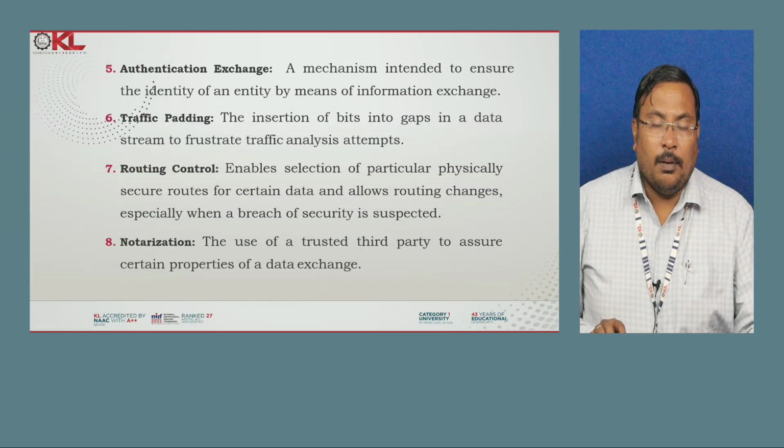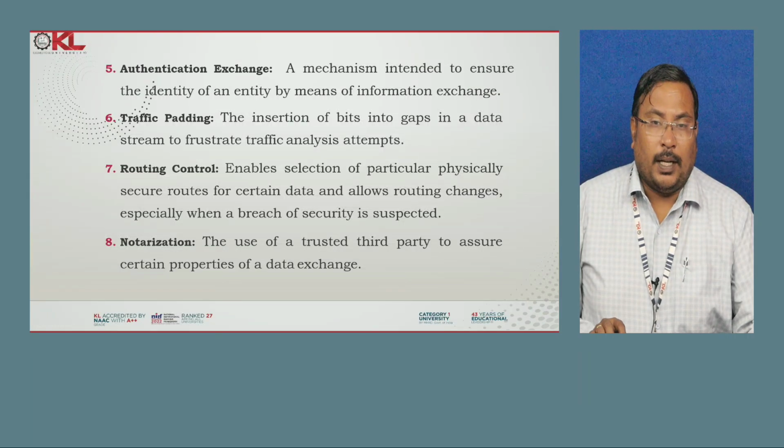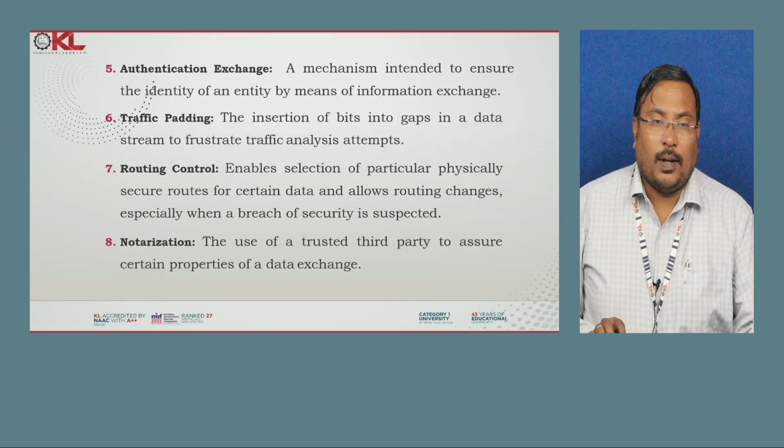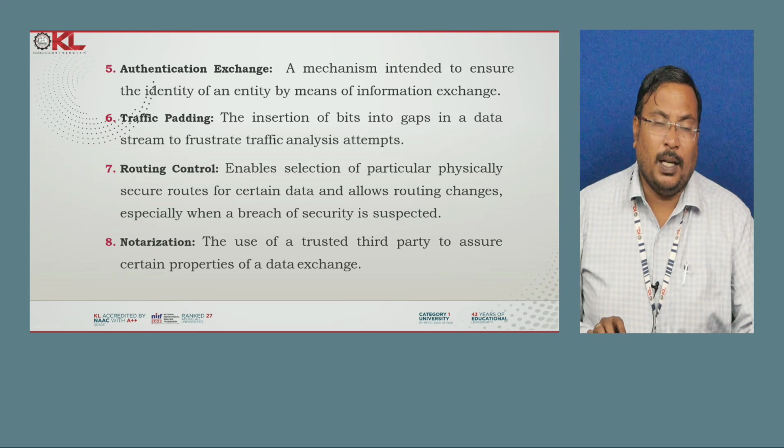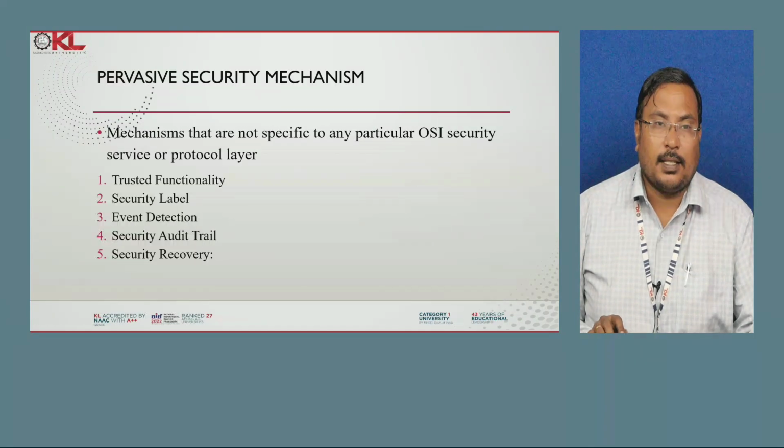Routing control enables selection of particular physically secure routes for certain data and allows routing changes, especially when a breach of security is suspected. So by using this routing control, some routers stop the data, and sometimes it is not able to transfer the data at speed. In that case, we are not able to send our data through that router. Notarization: the use of a trusted third party to ensure certain properties of a data exchange.